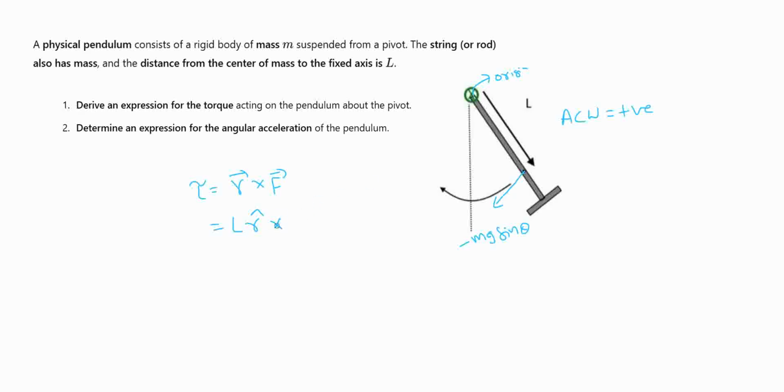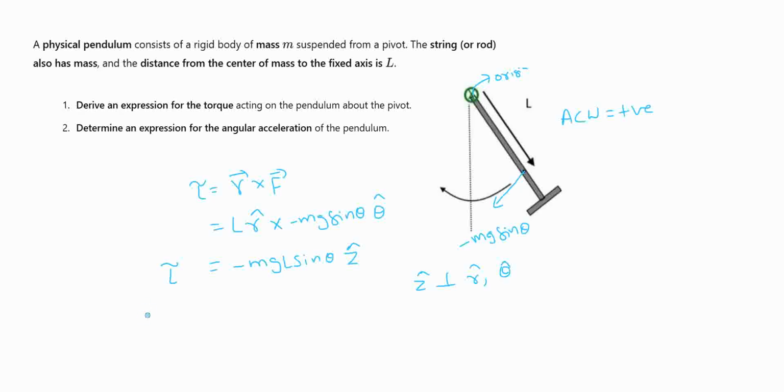Cross product with minus mg sine theta, and the direction of this force is theta cap. So this will give us minus mgL sine theta. R cap cross theta cap is z cap, which is perpendicular to both R cap and theta cap. This is the expression for torque.